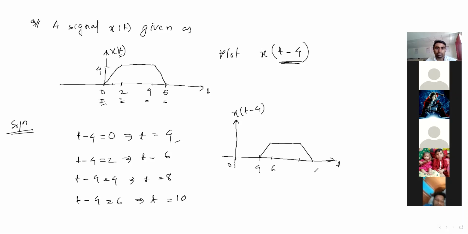4, 6, 8, 10. Okay, 2. Like that you can draw the things. So I think it's clear. If anybody has any doubt, you can ask. The amplitude would be the same, 4, because we are not dealing with amplitude. We are not multiplying something with the amplitude. Here the amplitude value should be represented. Here nothing is there, which means the amplitude will be 1. But initially nothing is given, so we should keep 4 only.